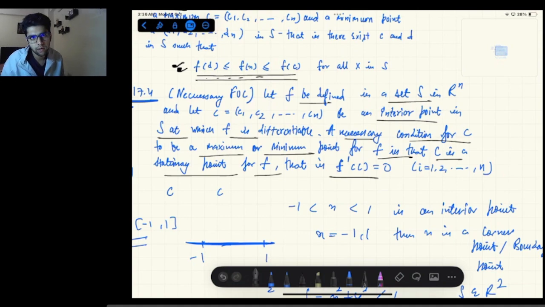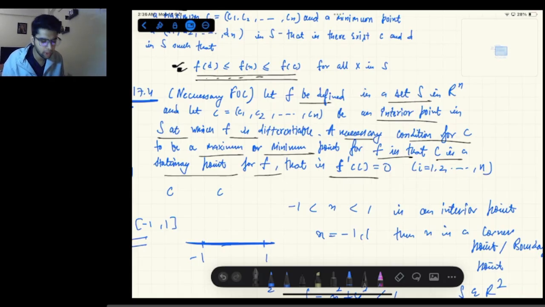So you have to meet me, you have to make me feel satisfied, but I am not guaranteeing that I will make you feel satisfied. So a necessary condition is basically saying that if, for example, the point C works out to be the maximum or a minimum, then these conditions would have automatically been met, right? So a necessary condition for C to be a maximum or a minimum point for f is that C is a stationary point for f, that is f dash C is equal to 0.